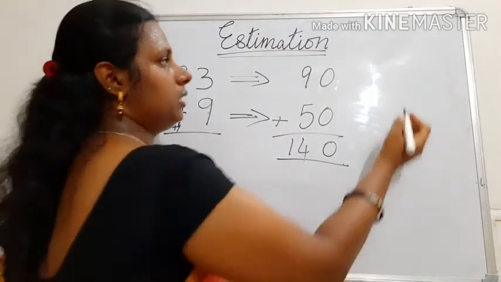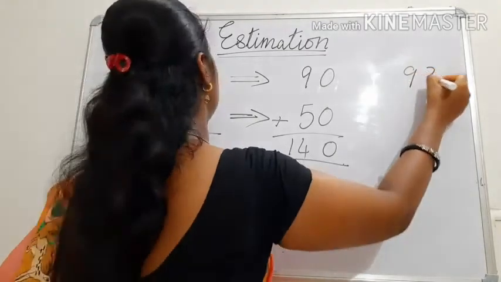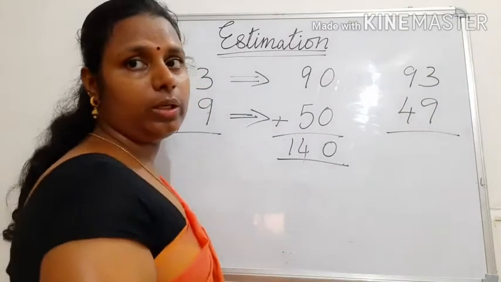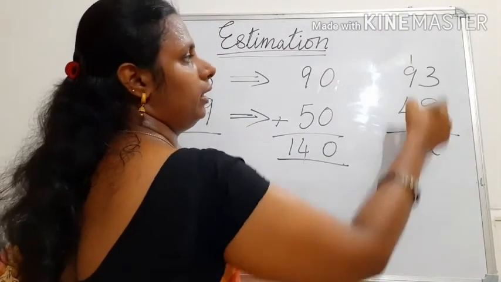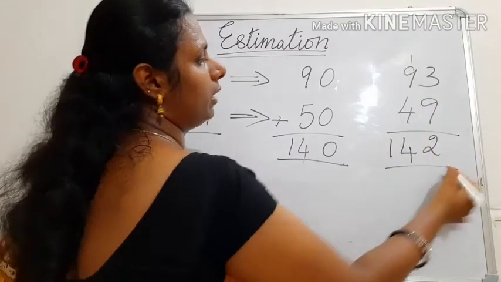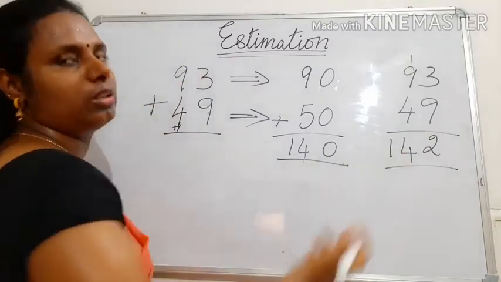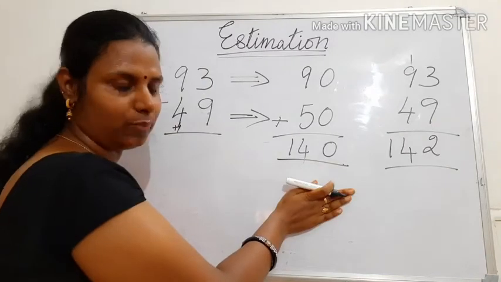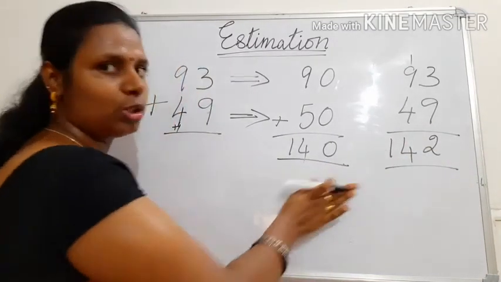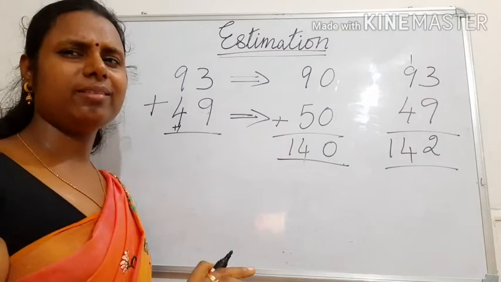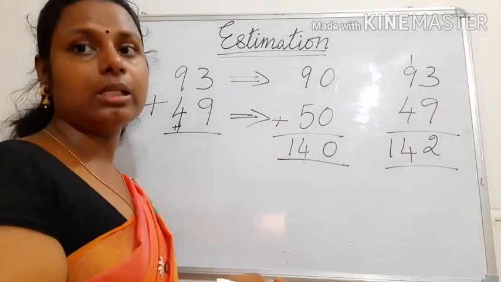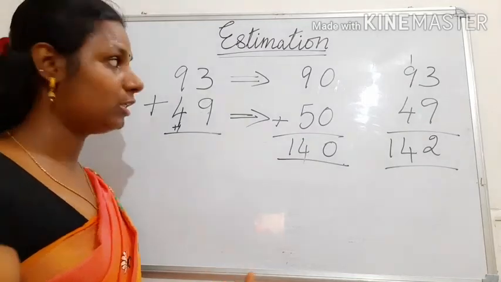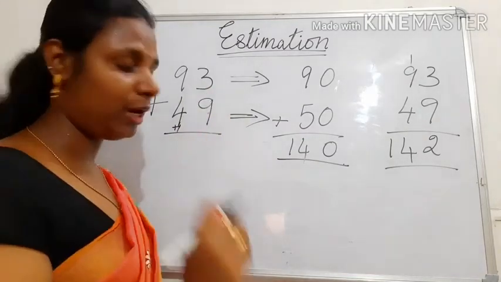Okay. See, the actual sum you can also see. 93 plus 49 is 142. If you estimate, you will get 140. This is the actual sum, this is the estimated sum. Only in the subtraction it differs a little bit, but in the addition it comes almost the same. Okay, have you understood?